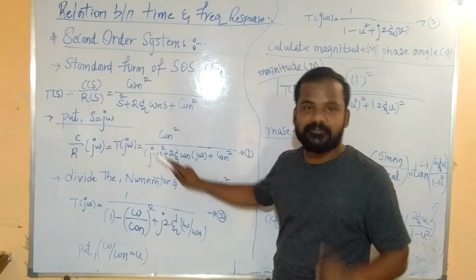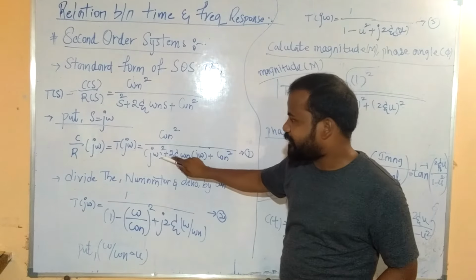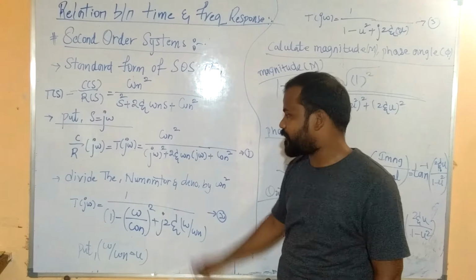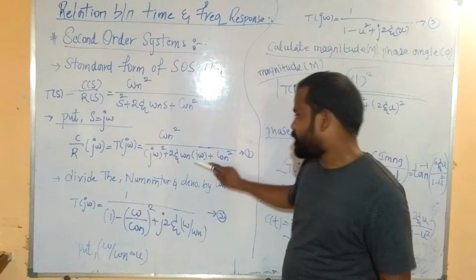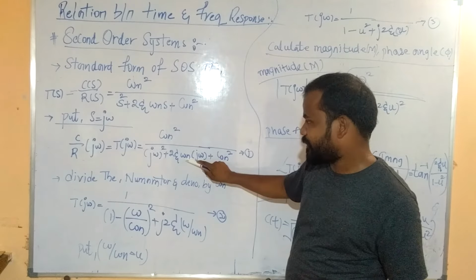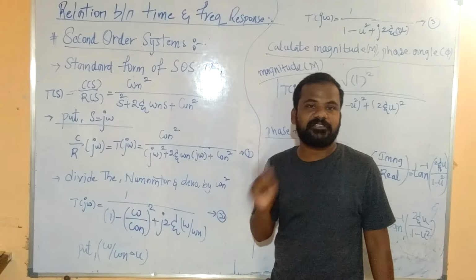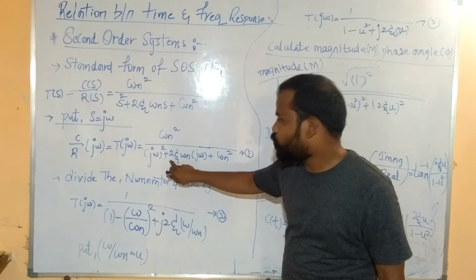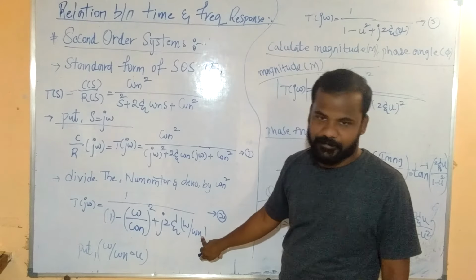Here j square means minus 1. So that's why minus 1 into omega square divided by omega n square, that is, minus of omega by omega n whole square, plus j into 2 zeta omega n, where the omega n in the numerator and omega n square in the denominator cancel to leave omega n. So the remaining term is j 2 zeta omega divided by omega n. Clear?